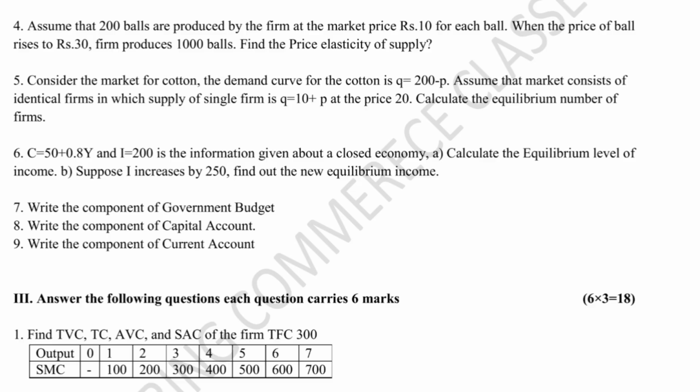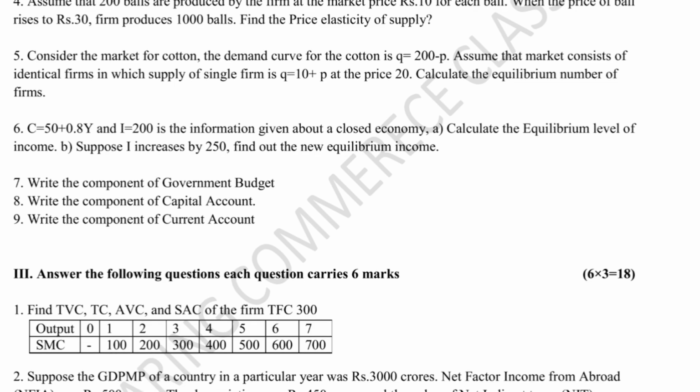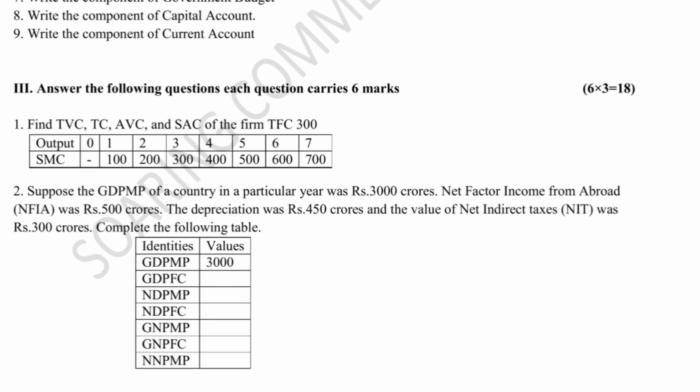The next 4 marks concept which I have taken is to write the components of the government budget. You need to write the chart of the government budget. Next, write the components of the capital account chart. Next, the components of the current account chart. If you write these three charts, you are going to score very good marks. You need to write these three charts itself. If you learn these three charts, definitely one chart is going to be asked in the examination.